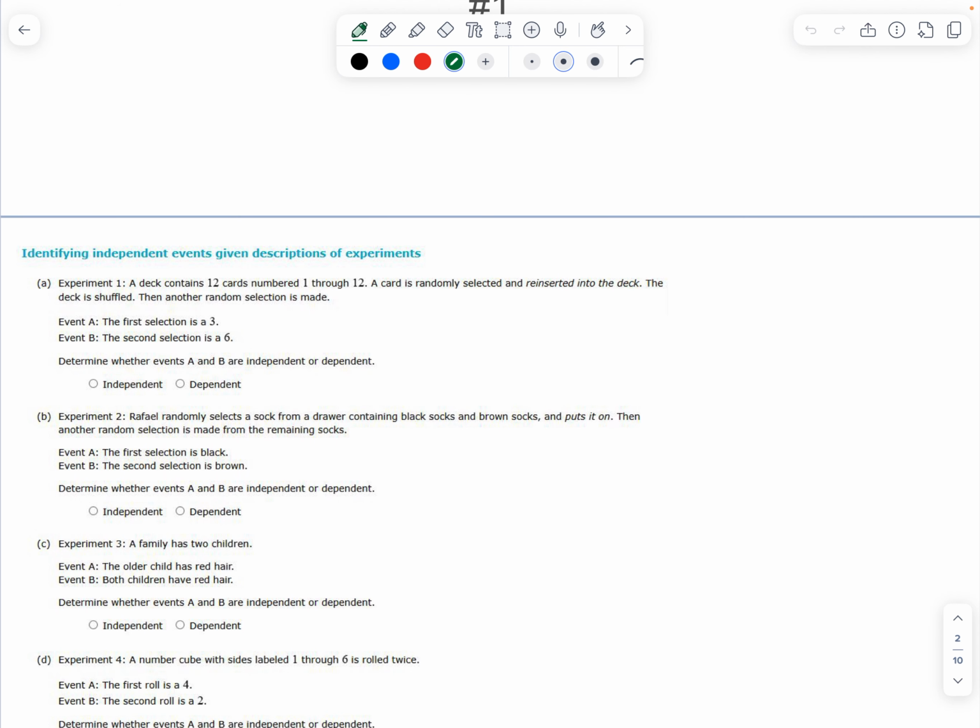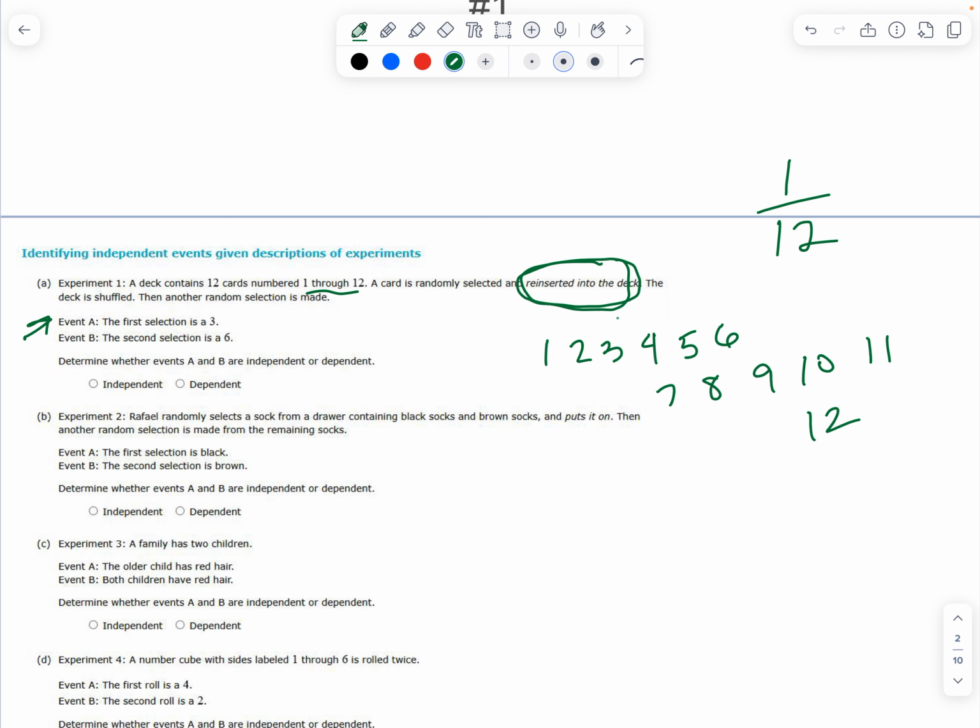Okay, experiment 1. A deck contains 12 cards numbered 1 through 12. A card is randomly selected and reinserted into the deck. I'm going to circle that. The deck is then shuffled, and then another random selection is made. Okay, event A. So let's say you have these cards numbered 1 through 12. You step up to the deck, and the chances of getting a 3, of course, are 1 out of 12. There's only 1 three in here.